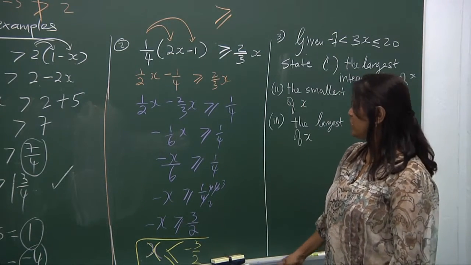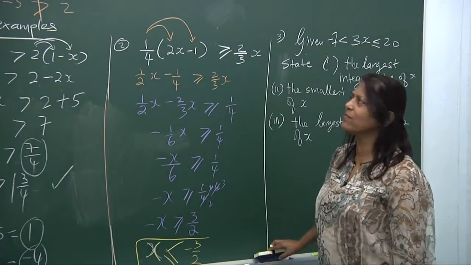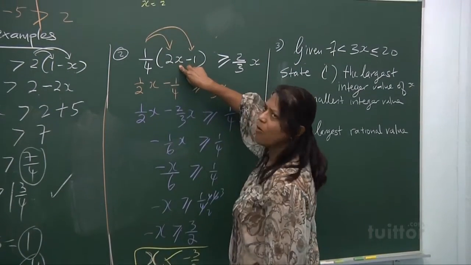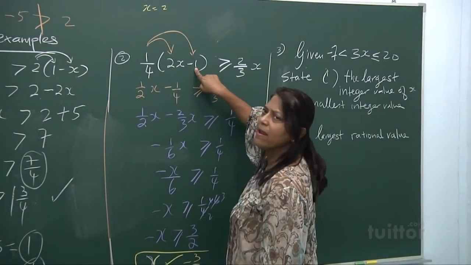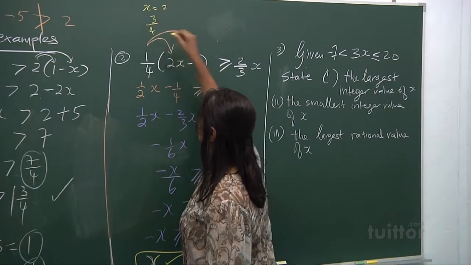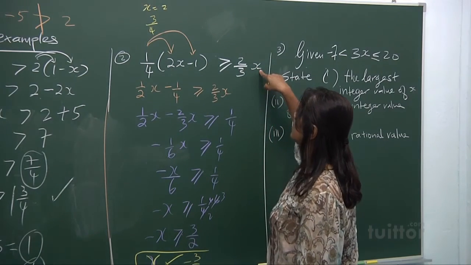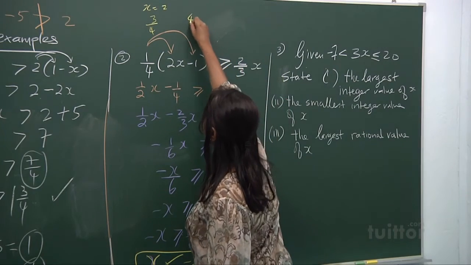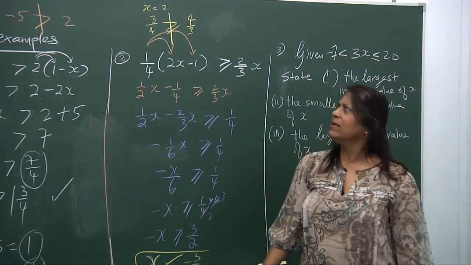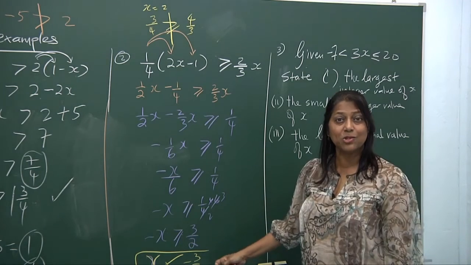I want to defy it. I take x as 2. Let x be 2. Let's see if this condition is satisfied. X is 2, so this is 4. 4 minus 1 is 3. 3 times 1/4 gives 3/4 here. X is 2. 2/3 times 2 gives 4/3. Is this satisfied? No way. This is smaller than this because it did not satisfy the condition.